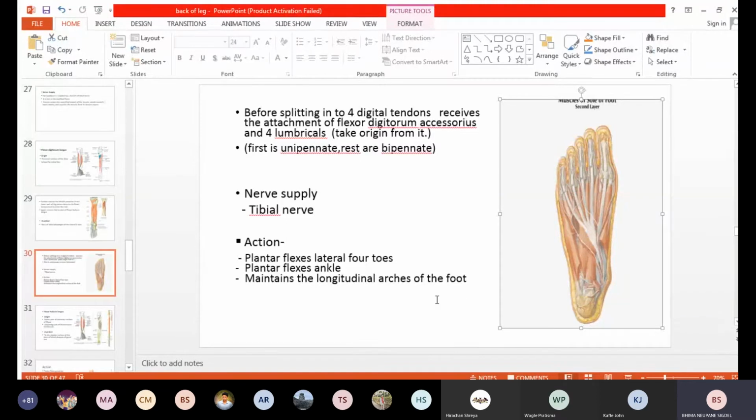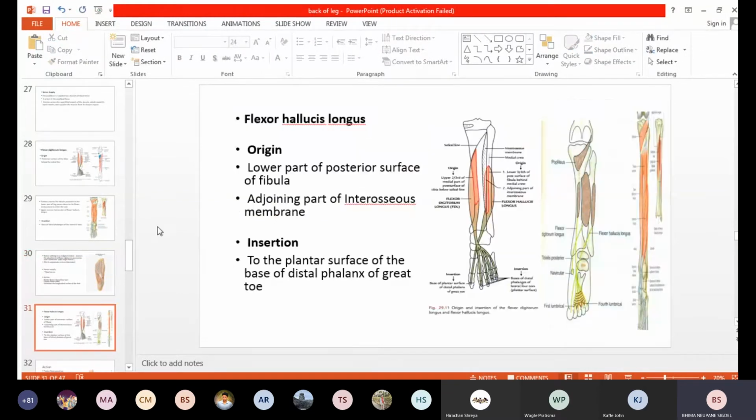Along with that, it maintains the longitudinal arch of the foot. The medial longitudinal arch of the foot is also maintained by the flexor digitorum longus. But the most important actions are plantar flexion of the lateral 4 toes and plantar flexion of the ankle joint.